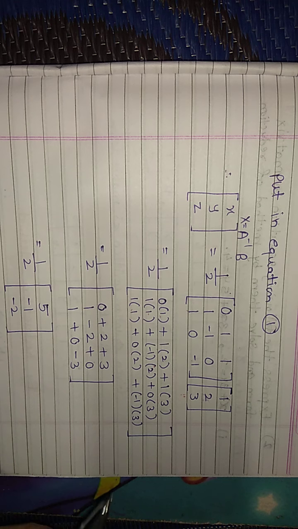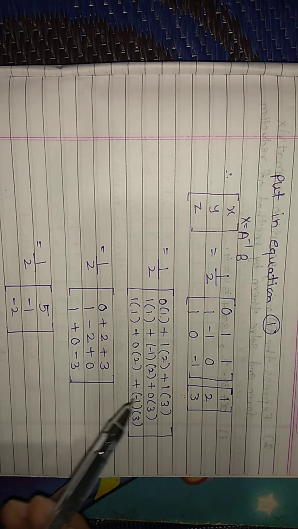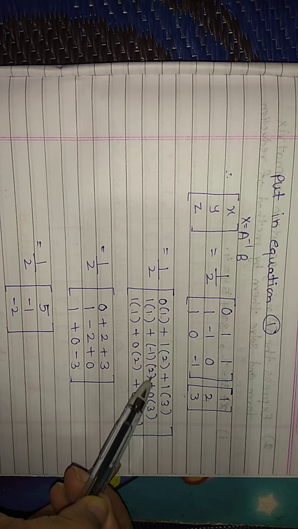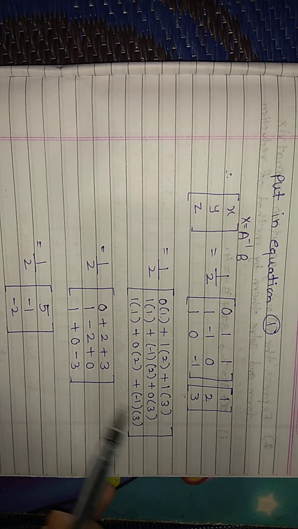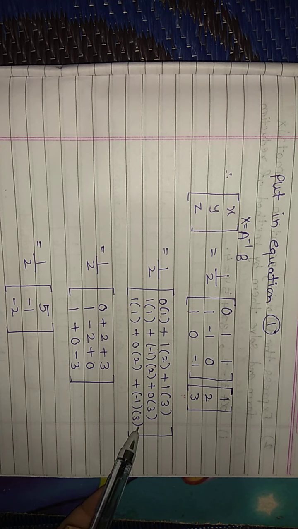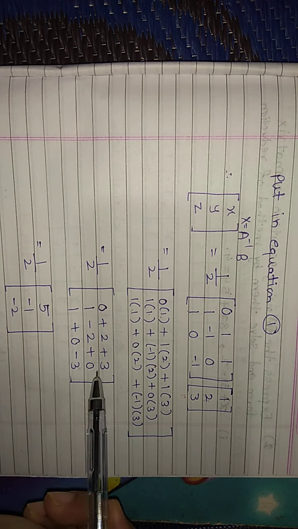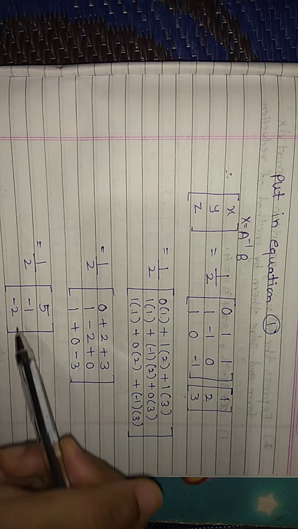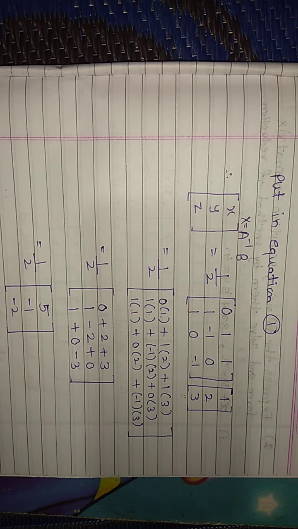Solve the elements. 0 into 1, 0, 2 into 1, 2, 3 into 1, 3, 1 into 1, 1, minus 1 into 2, minus 2, 0 into 3, 0, 1 into 1, 1, 2 into 0, 0, minus 1 into 3, minus 3. Now add the elements. 3 plus 2, 5. 1 minus 2, minus 1. 1 minus 3, minus 2. Now 1 upon 2 multiply inside the bracket.